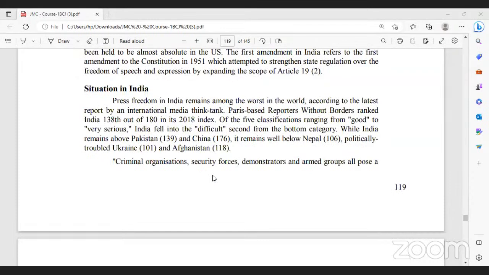So let us discuss a bit about our situation in India. As we understand, a free press in India remains among the important ones, we still have some importance about the free press in India. When we see this, we see that while reporting on international political matters, India fell into difficulty. There is a ranking: the Paris-based Reporters Without Borders ranked India 138 out of 180 in the 2018 index. So the rank we had as a freedom of press was 138, which is a very bad representation of how the press works in our country.